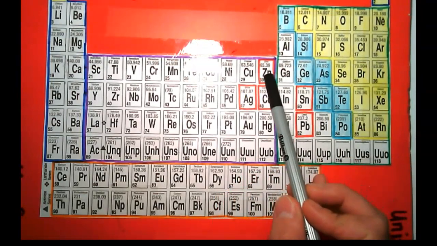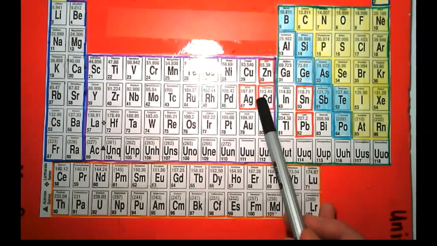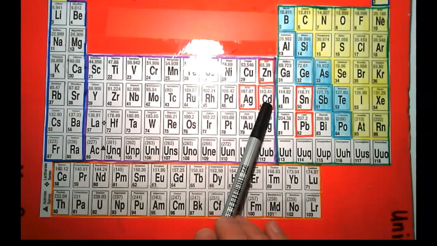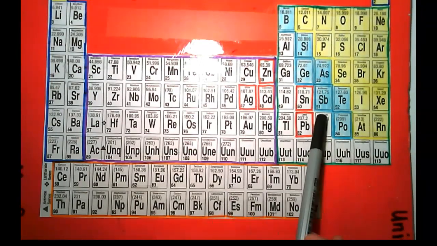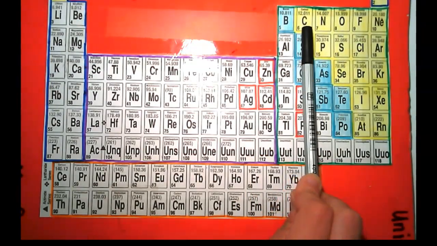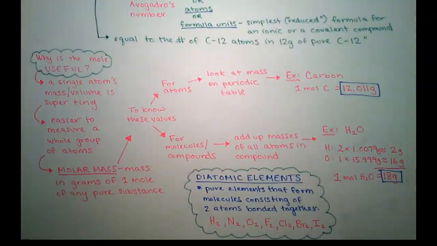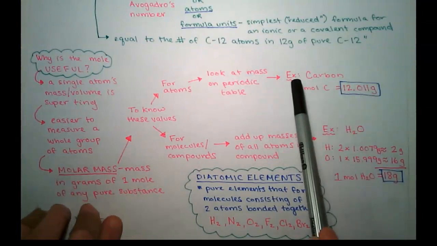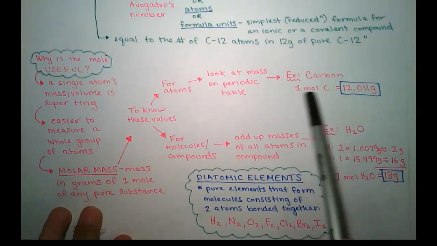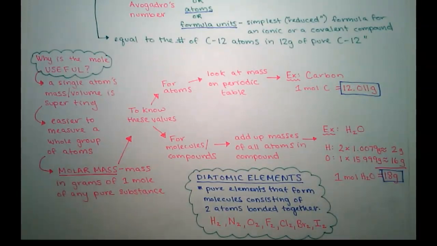Those are kind of hard to see. Let's look at cadmium. It has a molar mass of 112.41. And then carbon up here has a molar mass of 12.011 grams per every 1 mole. So we can use those values to create conversion factors. So carbon, we just talked about, is our example here. 1 mole of carbon is equal to 12.011 grams.